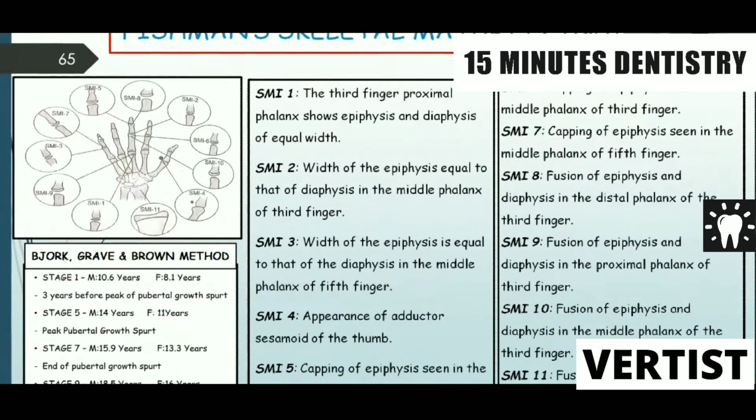Skeletal maturity indicator number 9, in Fishman's skeletal indicator, says there is fusion of epiphysis and diaphysis, and 10, fusion of epiphysis and diaphysis. In case of SMI 11, fusion of epiphysis and diaphysis is seen in the radius.